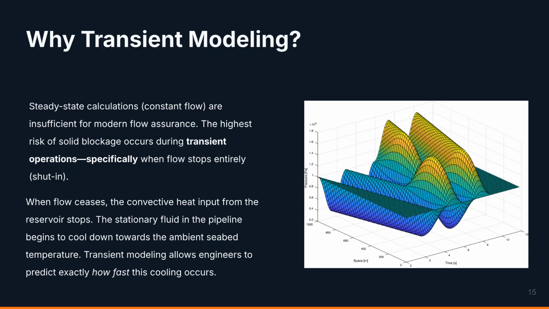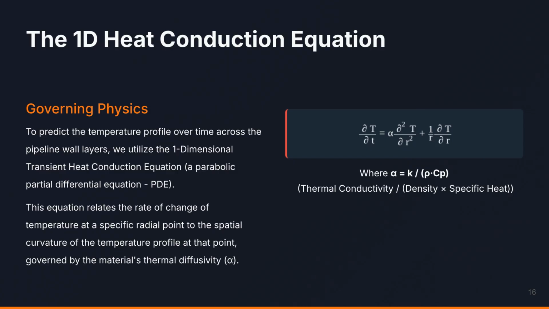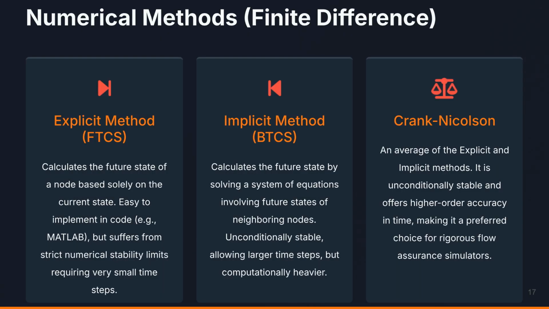Steady-state models are not enough. Transient modeling is essential for evaluating shut-in operations, helping engineers predict how fast the stationary fluid will cool towards seabed temperatures. To predict temperature profiles over time, we use the 1D transient heat conduction equation. It is a parabolic partial differential equation relating the rate of temperature change at a radial point to the spatial curvature of the temperature profile. Finite difference numerical methods are used to solve this equation.